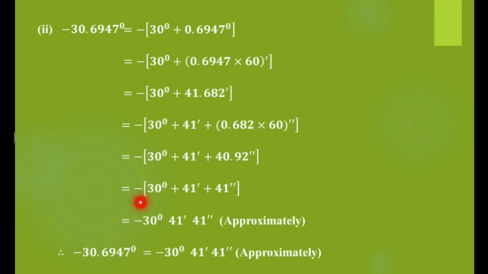So when we multiply by minus sign to each term, we write here minus 30 degree, 41 minute and 41 second. So in this way we convert this minus 30.6947 degree to minus 30 degree, 41 minute and 41 second. Conversion is simple.